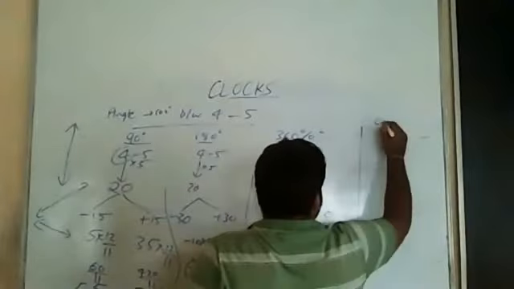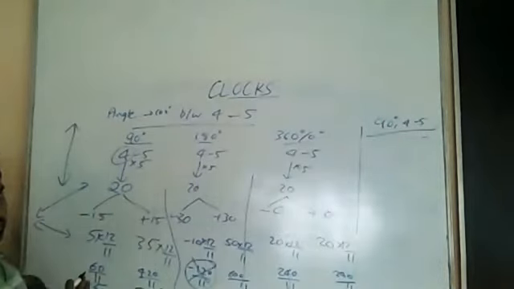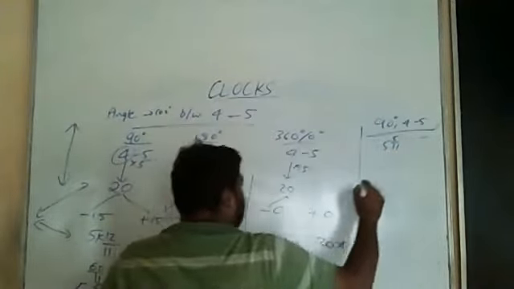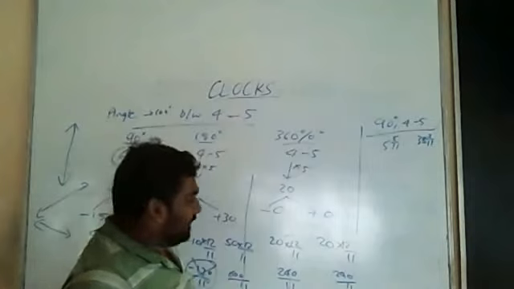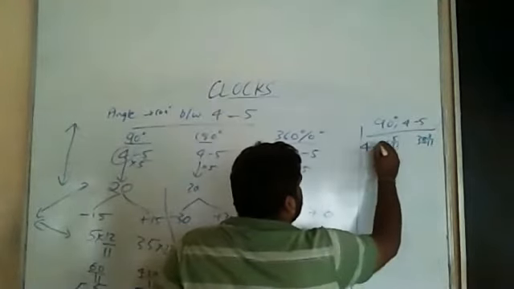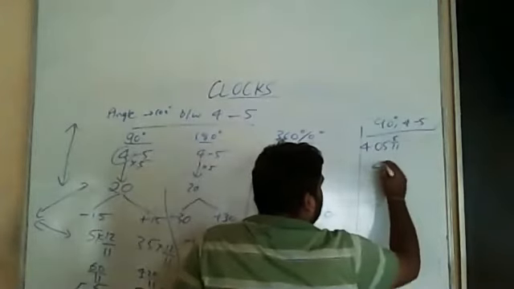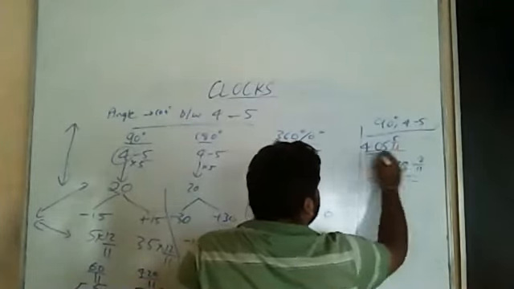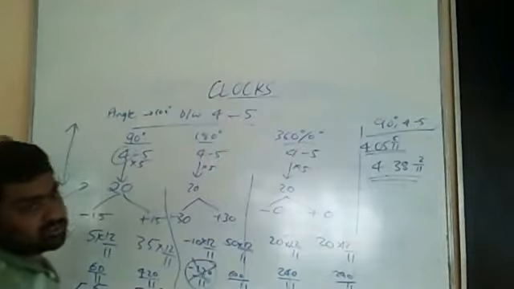So your answer is like this. If the question is for 90 degrees between 4 and 5, there are two instances. One you have got as 5 by 11, and another you have got as 38 2 by 11. What does this mean? This simply means 4 hours, 5 minutes, 5 by 11 seconds. The second instance is 4 hours, 38 minutes, 2 by 11. These are the two times at which it is 90 degrees: 4:05 and 4:38 approximately.